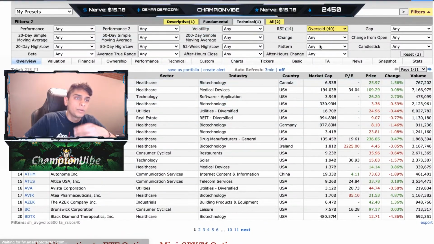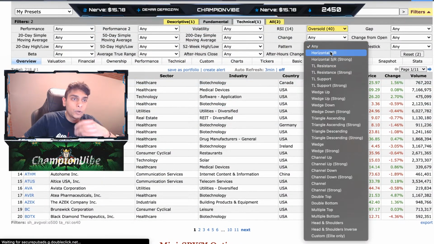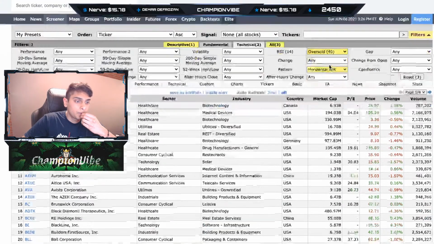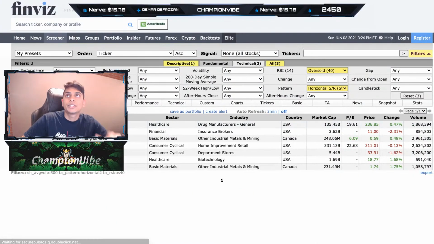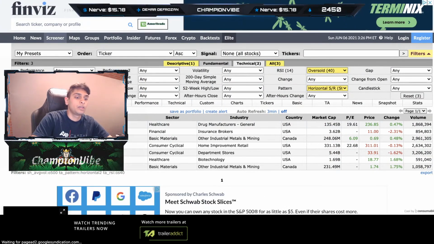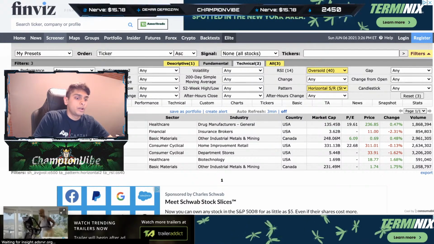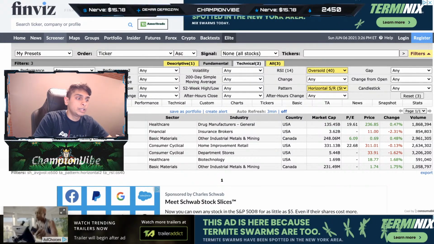And let's actually put a little bit more onto this. Let's see if we can find something that's oversold at a horizontal support. Let me make it a strong horizontal support. Let's see. All right, there we go. We'll just add these. All right, GPL, HD.